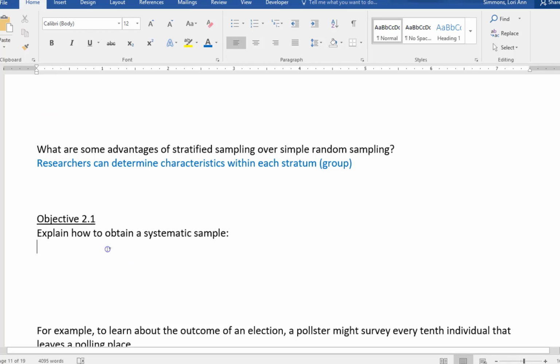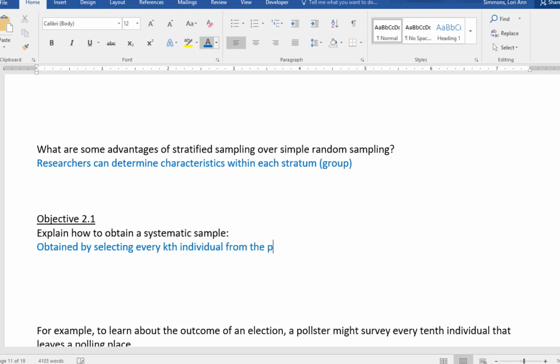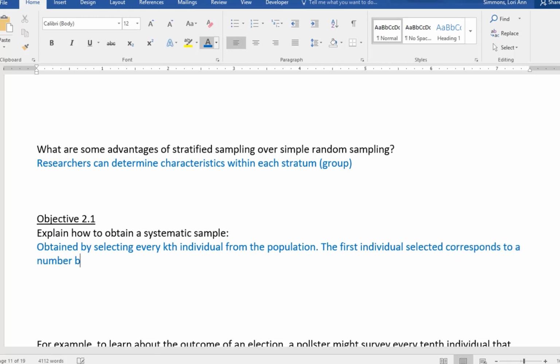Okay, now we're going to move on to systematic sampling. This is obtained by selecting every kth individual from the population. The first individual selected corresponds to a number between 1 and k. This doesn't require a frame.